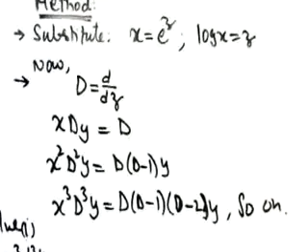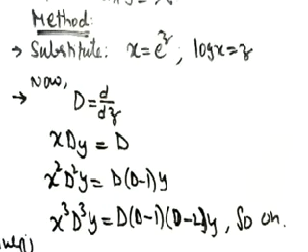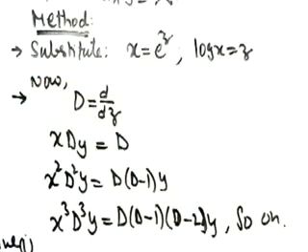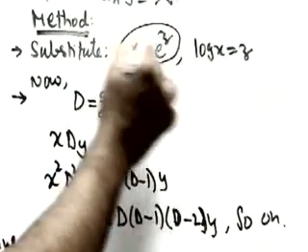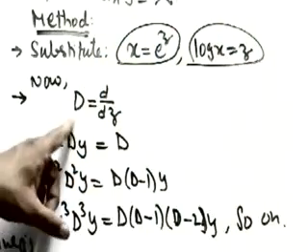For this, the method is, this is the first: we have to suppose x equals e power z. And the next one is log. If you apply log, log x will become z. So this is the step: x equals e power z and log x is z.